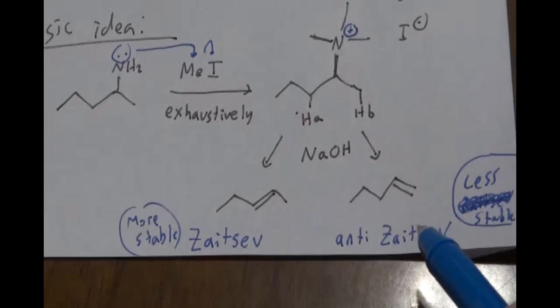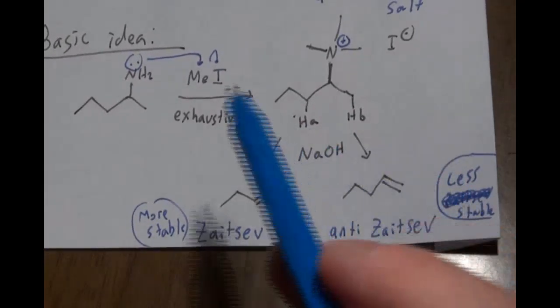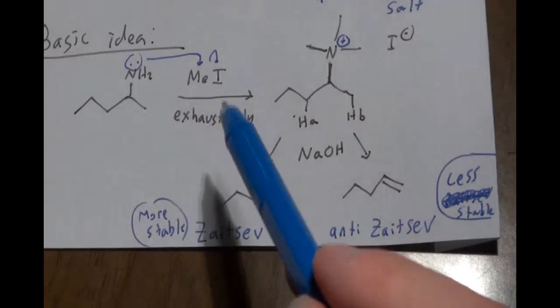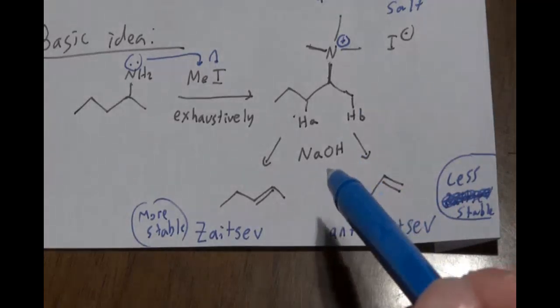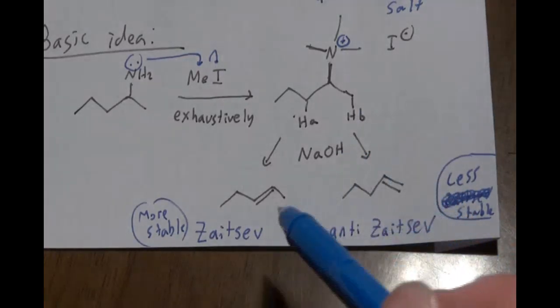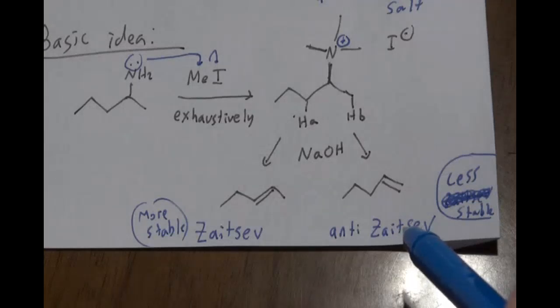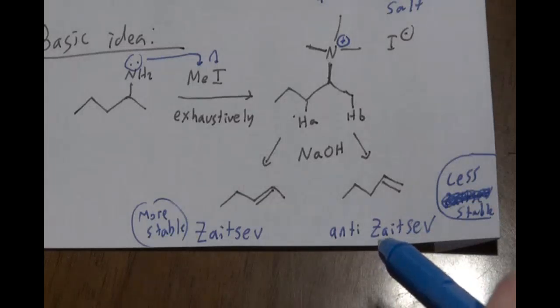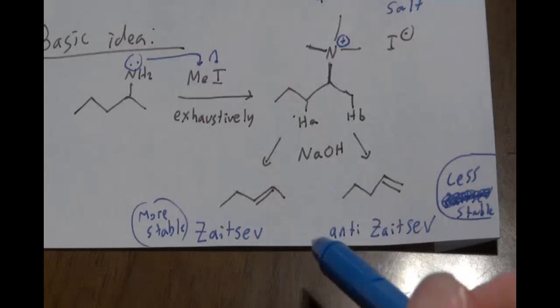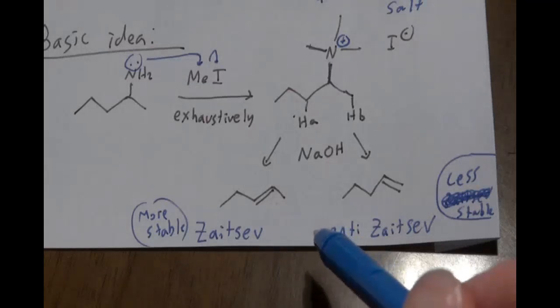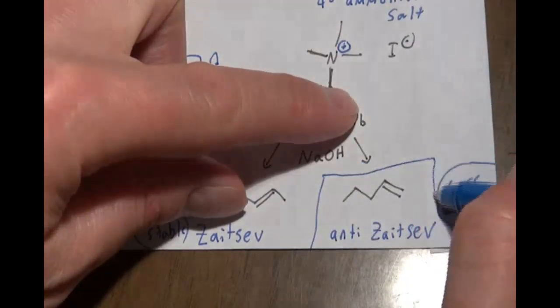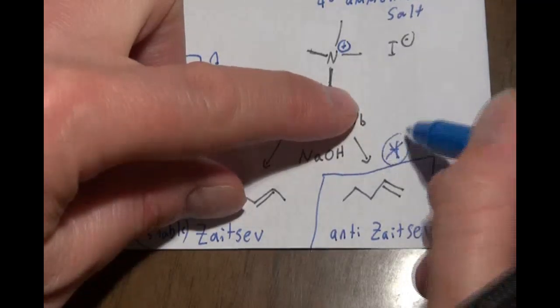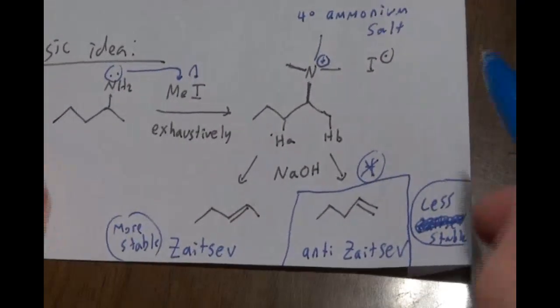So then the question is, when we do this Hoffman elimination where we took an amine and we methylated exhaustively, and then we have the quaternary ammonium salt and we treat it with sodium hydroxide, which product forms? Zaitsev or anti-Zaitsev? Okay? Usually at this point I have people raise their hands if they think one thing or another, but we can't do that. So you'd think, oh yeah, let's make the more substituted, more stable thing. And the answer is no. It actually makes the anti-Zaitsev. It's an anti-Zaitsev elimination. Okay?